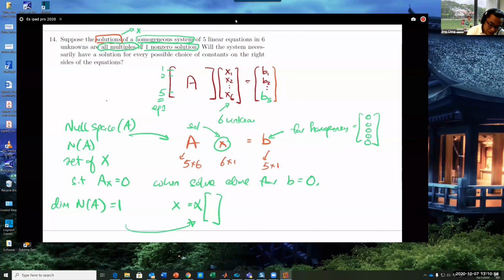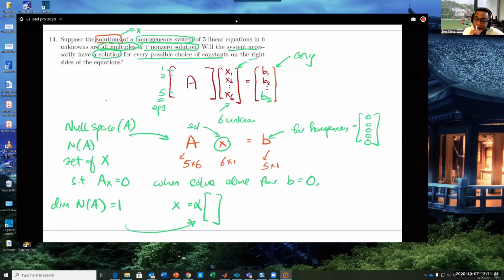So what is he asking again? He's asking, will the system have a solution for every possible choice of constant on the right-hand side? He's saying that if I plug in any right-hand side, would I find an x such that Ax will be equal to b? That's a solution. If Ax is not equal to b, then there's no solution.